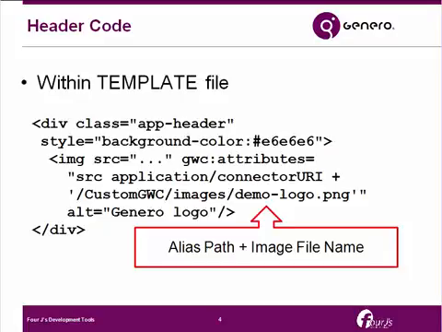Let's examine the header code that we plan to add to our template main.xhtml. Within the div tags, we are providing a class, appHeader, and a background color, which appears as gray. We then provide an image tag, and we use the Genero template language to set the attribute for the src. The application/connector URI lets the rendering engine know that the directory sits on the Genero application server host. And the alias path plus file name allows the engine to find the image. If the image is not found, the alternate is to display the text Genero logo.